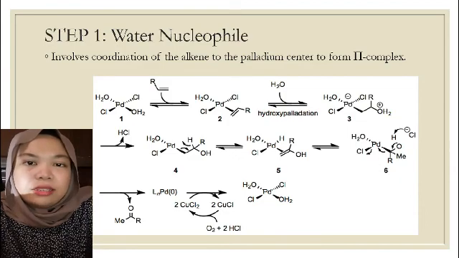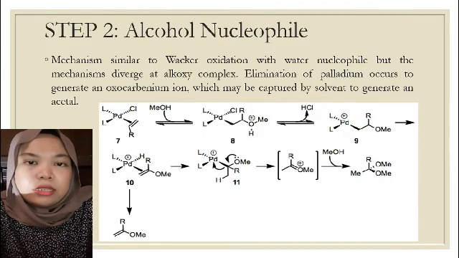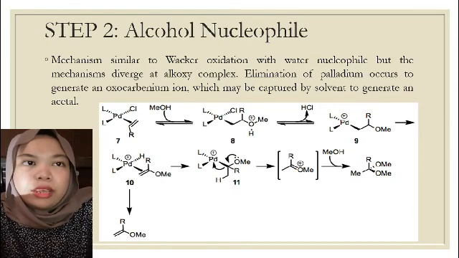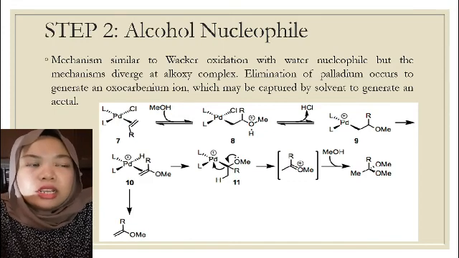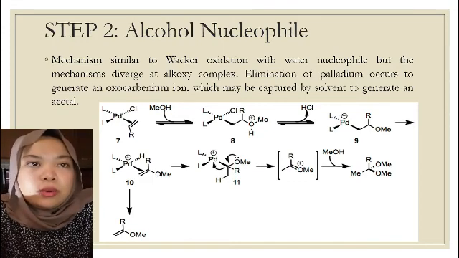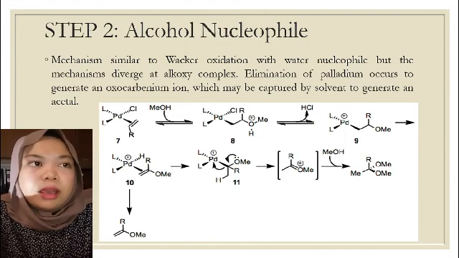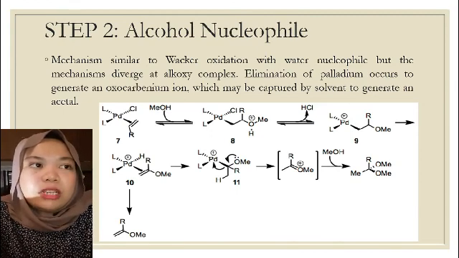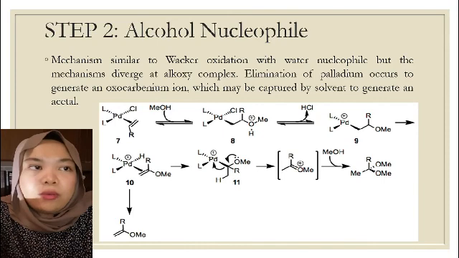For the second step, the prevailing mechanism, which is alcohol as nucleophile. Alcohols may also be employed as nucleophiles in the Wacker process. The initial steps of the mechanism are similar to those for the Wacker oxidation with water, but the mechanism diverges at the alkoxy complex at step 11. Elimination of palladium occurs to generate an oxocarbenium ion, which may be captured by the solvent to generate an acetal. Small amounts of vinyl ether products support the intermediacy of the complex.